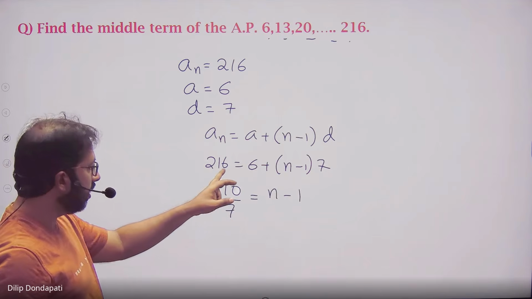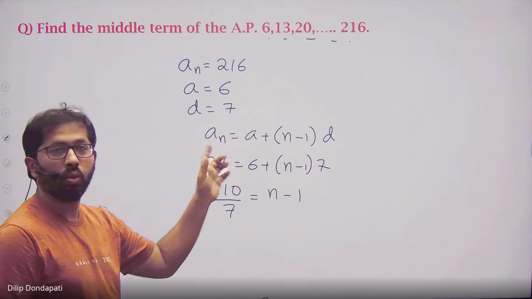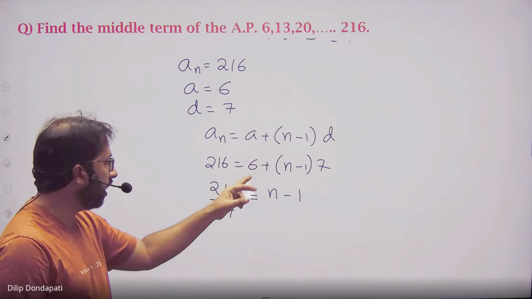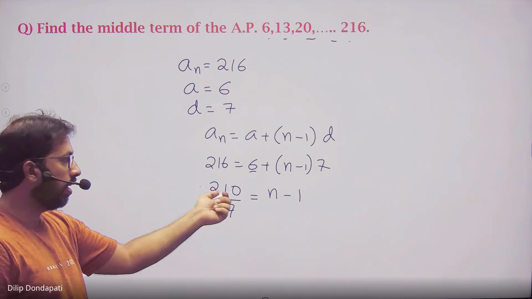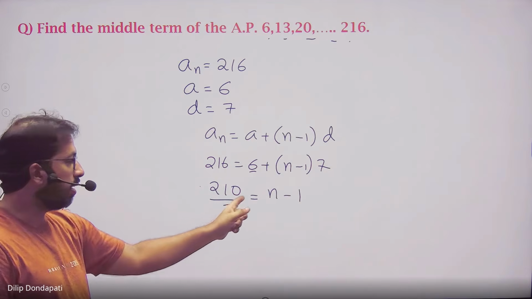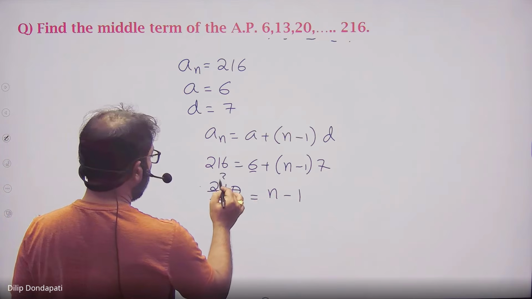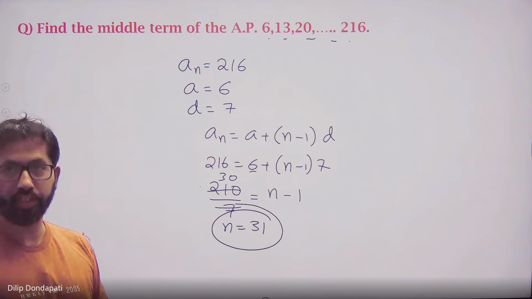See, in such cases, people always multiply by 7 later, but don't make everything complicated. In such cases always bring the number over first. 216 minus 6 is 210, and this multiplication by 7, when you send it across, will become division, then n minus 1. So 7 times 30, n is equal to 31. Your answer is right, Ratik.